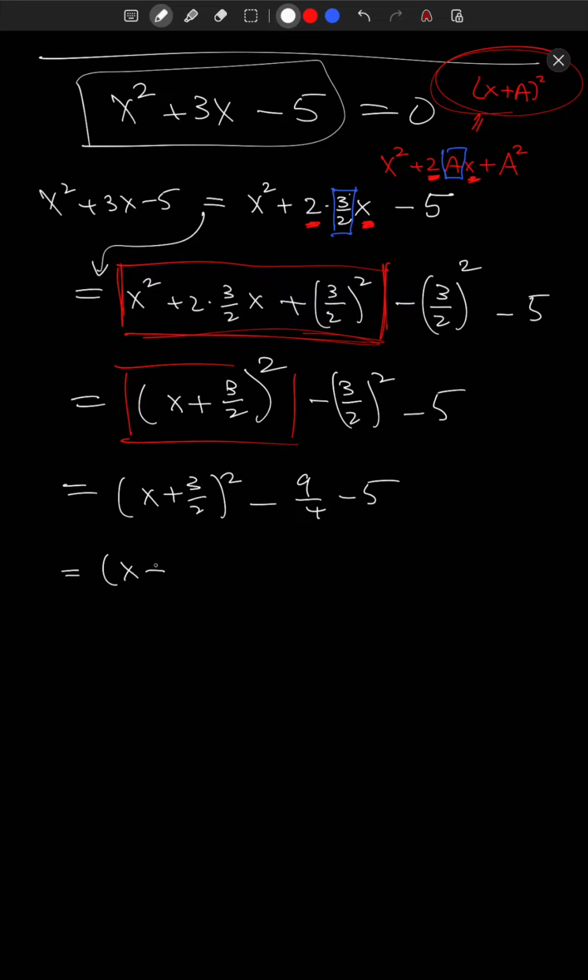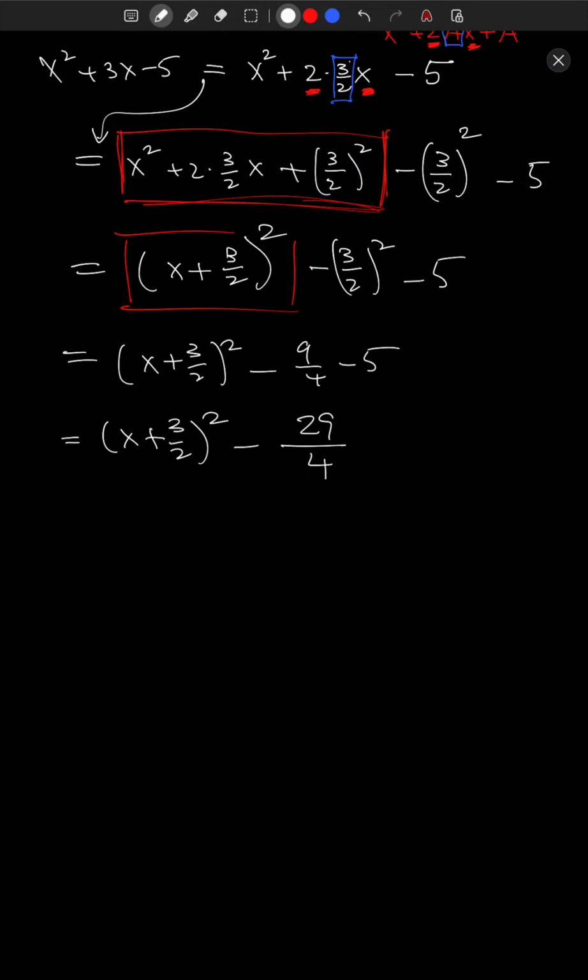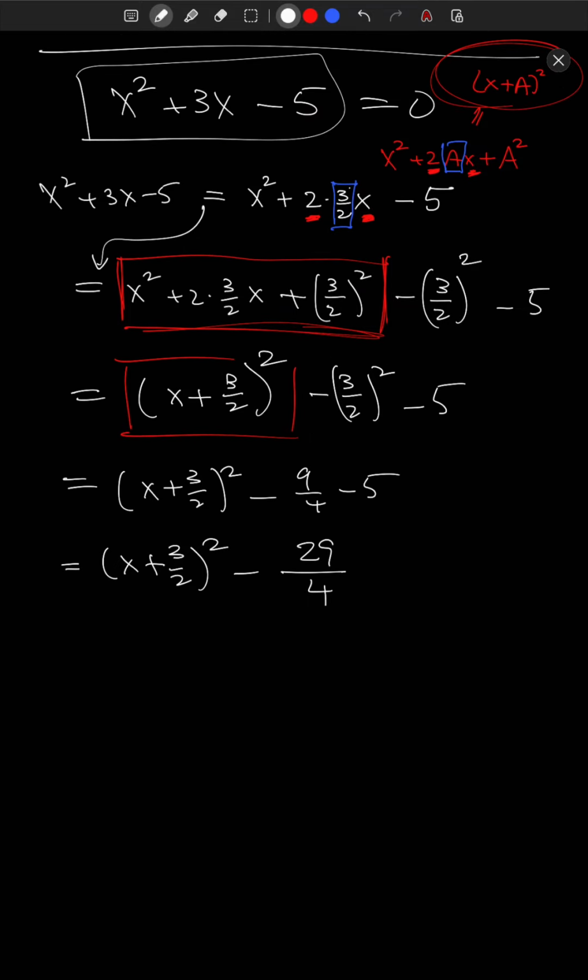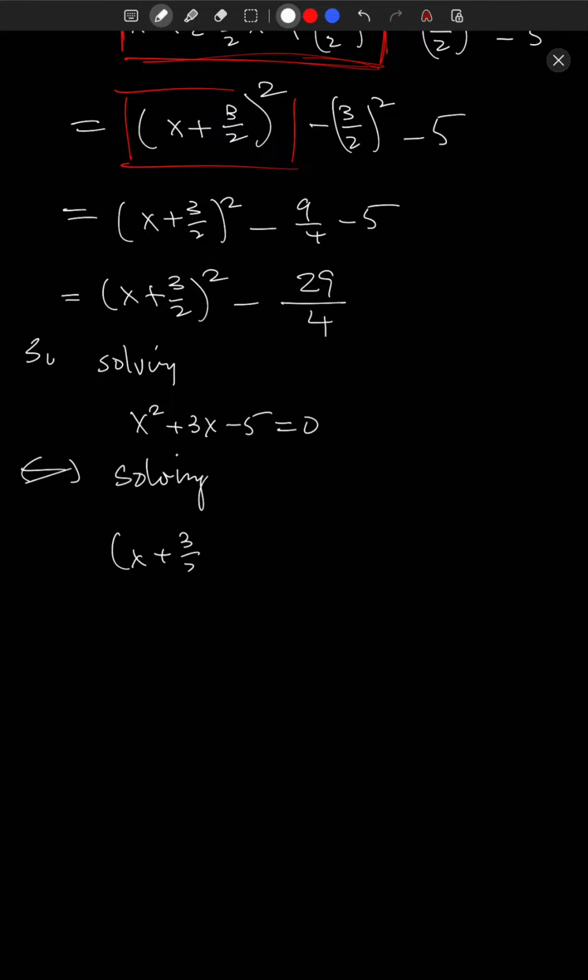And then let's do common denominators there. Minus 4, and then this is going to be 29. All right, so ultimately, solving x squared plus 3x minus 5 equals 0 is the same as solving x plus 3 over 2 whole thing squared minus 29 over 4 is equal to 0. Right? And here, again, the entire point of doing the completing the square is that this is now easy.